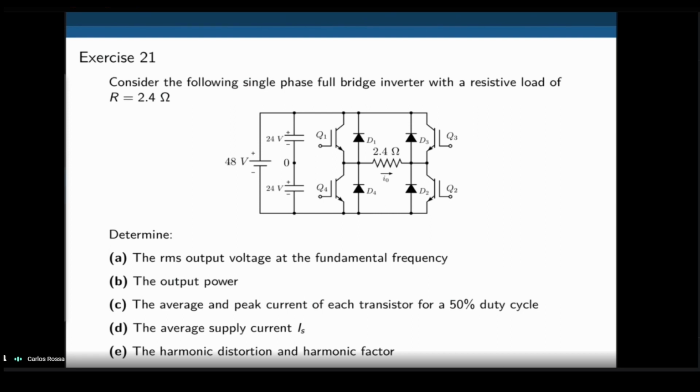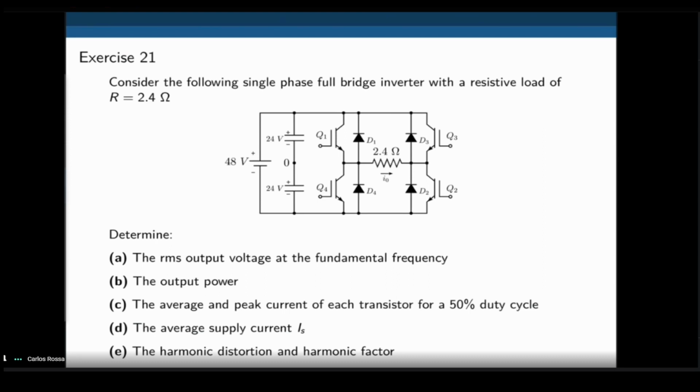So I also asked you about the average of current through each transistor for a 50% duty cycle. We concluded that was 5 amps. What if we had a 30% duty cycle? What would be the average through each transistor for a 30% duty cycle? Would it be 3 and 7? Exactly, it would be 3 and 7 amps. Which transistor does 3? Which transistor does 7? It depends on the arrangement we have, how we actuate everything. But yes, it would be then 3 and 7.